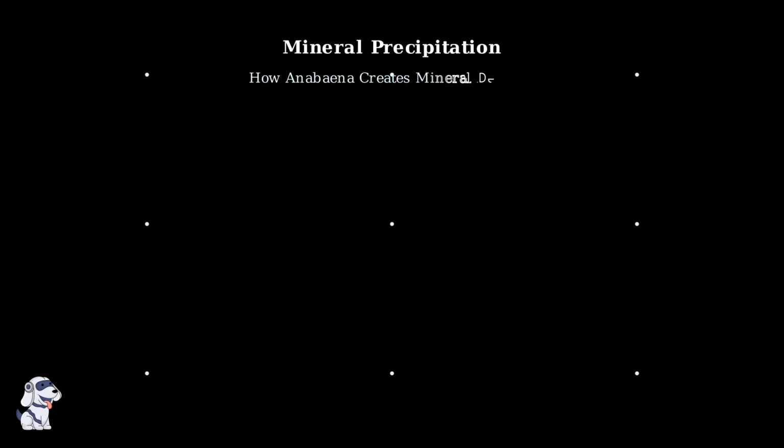Anabaena has a fascinating and lesser-known ability that extends beyond nitrogen fixation. These remarkable cyanobacteria can actually cause mineral precipitation, a process that has significant implications for both geology and materials science.